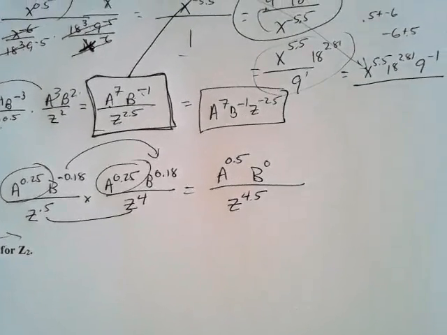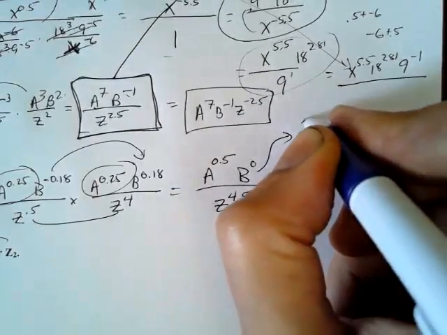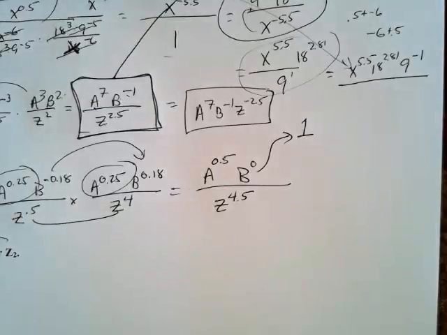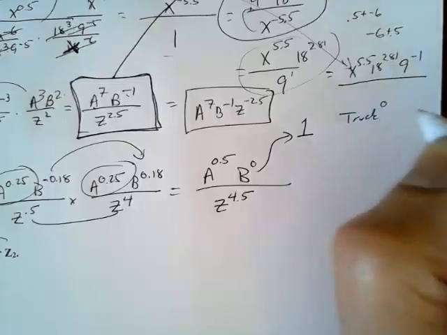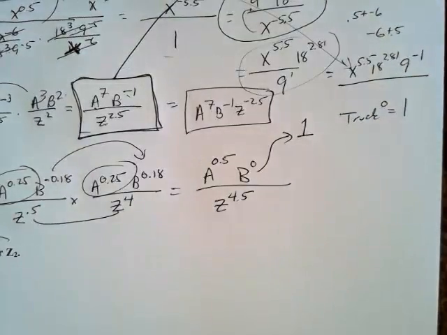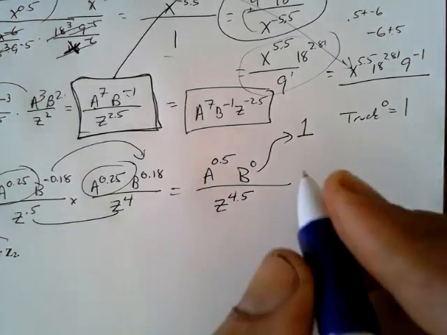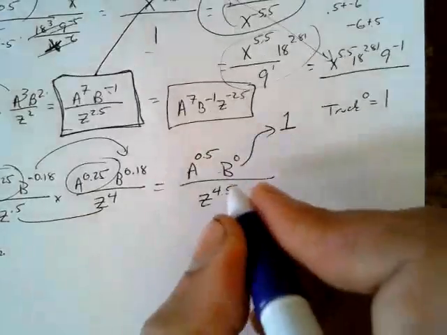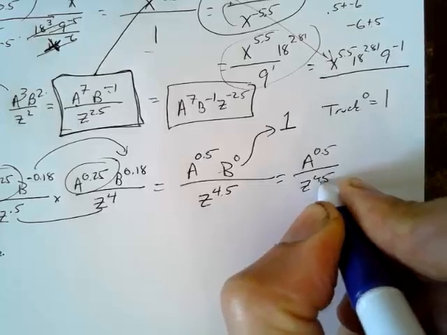And you might recall from previous classes, what does b to the 0 equal? Anything raised to the 0 power is equal to 1. So if we say truck raised to the 0 power, that's equal to 1. It's not equal to truck, it's equal to 1. Anything raised to the 0 power is equal to 1. So b to the 0 is 1. 114 to the 0 is 1. Negative 7,432,000 to the 0 is 1. So we don't really even need to represent that. So we would just have a to the positive 1/2 over z to the 4.5.